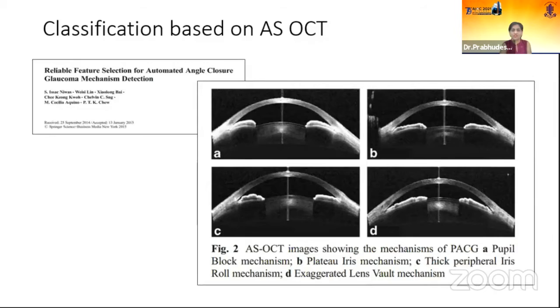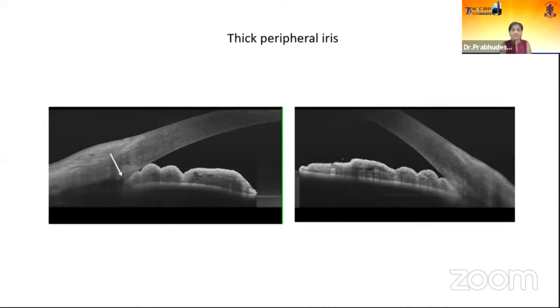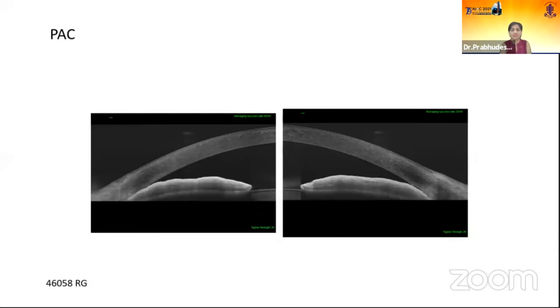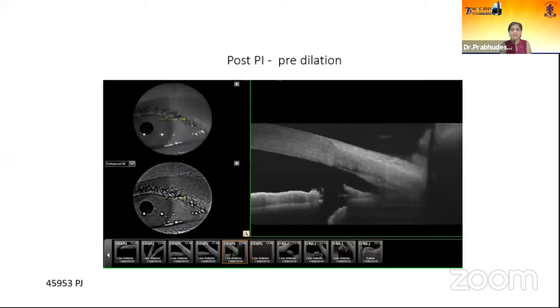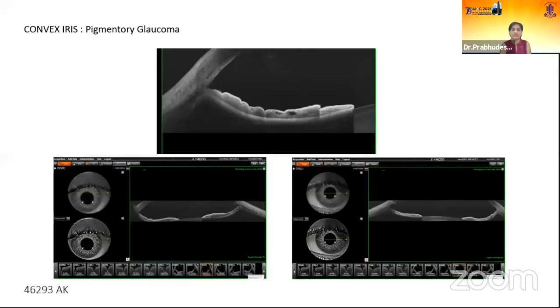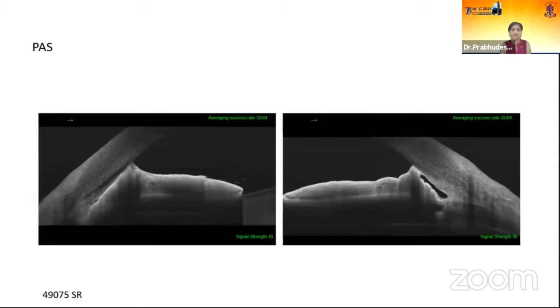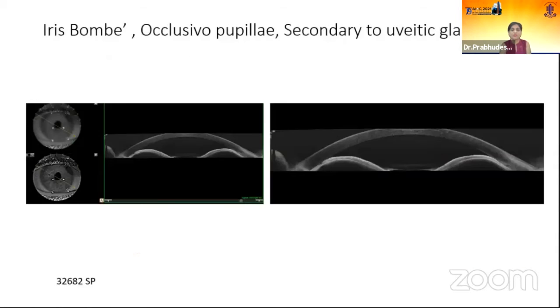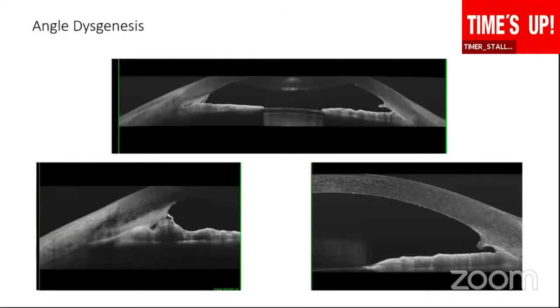There is a classification based on ASOCT. These are the mechanisms of PACG. Four different mechanisms have been identified: pupillary block, plateau iris, thick peripheral iris, and lens vault. This is a PACG, and post PI it opens up. This is again a PACG, pre-dilatation and post-dilatation. This is pre-iridoplasty and post-iridoplasty. This is convex iris in pigmentary glaucoma. This is chronic angle closure, how it looks because of the peripheral anterior synechiae. This is occlusio pupillae, post-uveitic occlusio pupillae, which opens up, and this is angle dysgenesis.